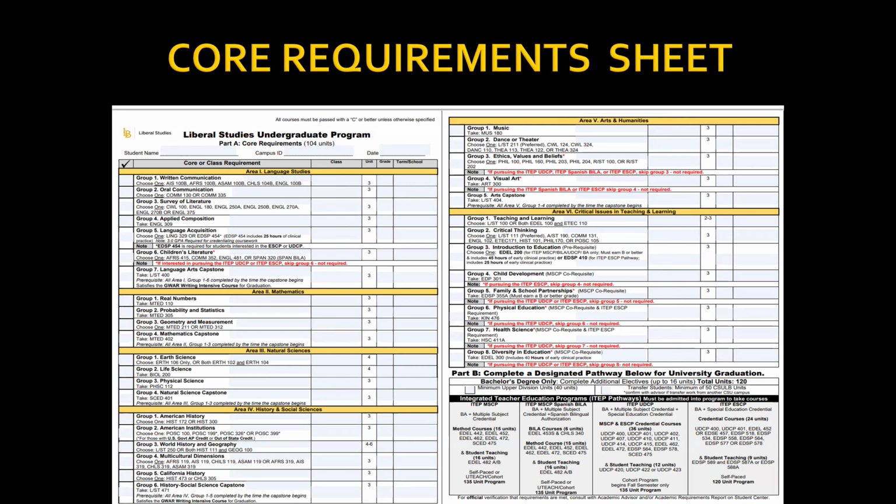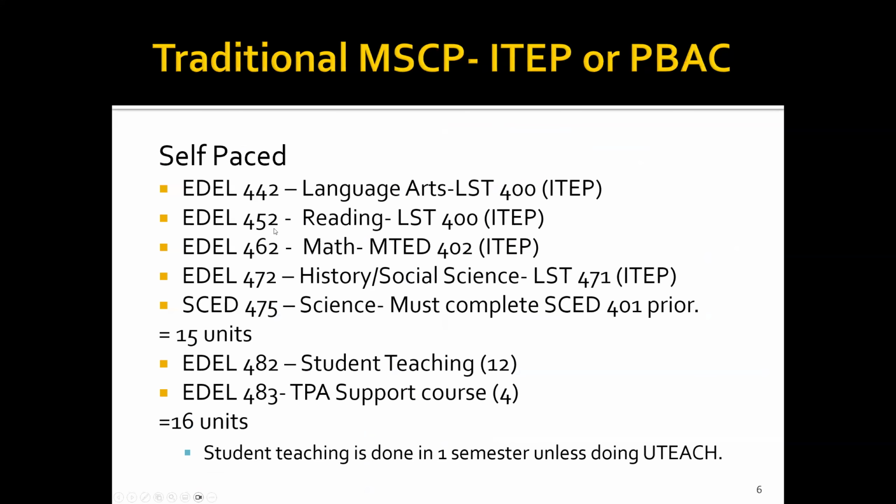ITEP students, you have the option to do these various pathways, and all of these pathways are available for post-bac as well. So you don't have to do it as ITEP. You can get your bachelor's degree first and then pursue any one of these pathways as a post-baccalaureate. So again, referring to these 31 units for the MSCP, these are the courses here. You'll see the 15 units of methods courses and 16 units of student teaching.